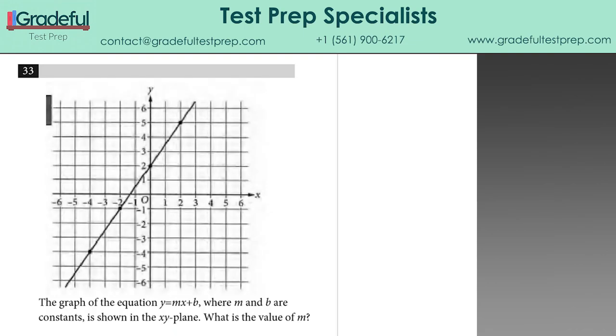Question 33 is giving us a line and telling us that it has a y equals mx plus b format to it. And what's the value of m? M is just the slope. So using the 2 points that they gave us, slope is rise over run as you go from left to right. So going from point A to point B, we're rising by 1, 2, 3. And we're running by 1, 2, so the slope is 3 over 2 for number 33.